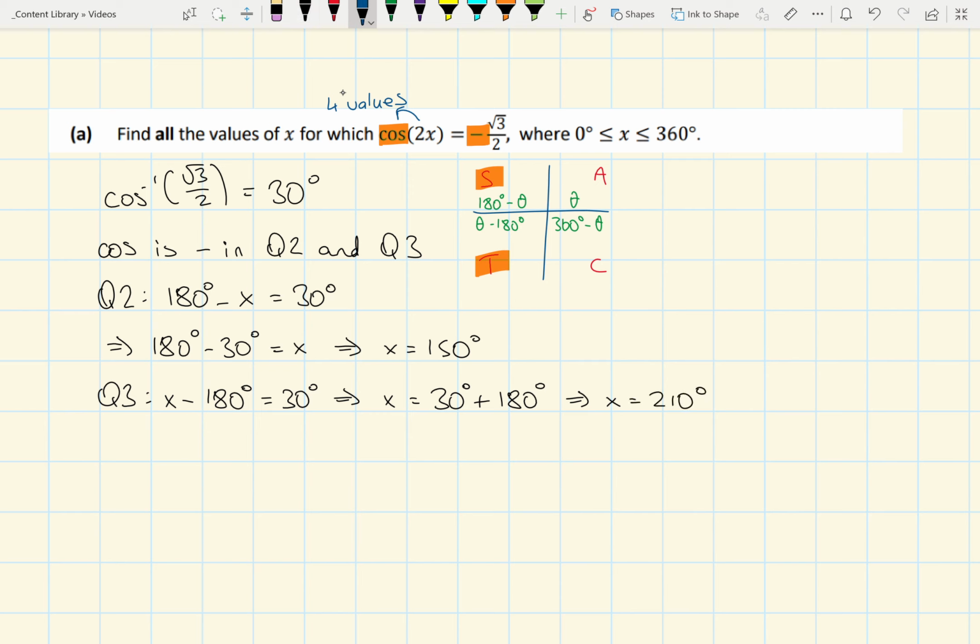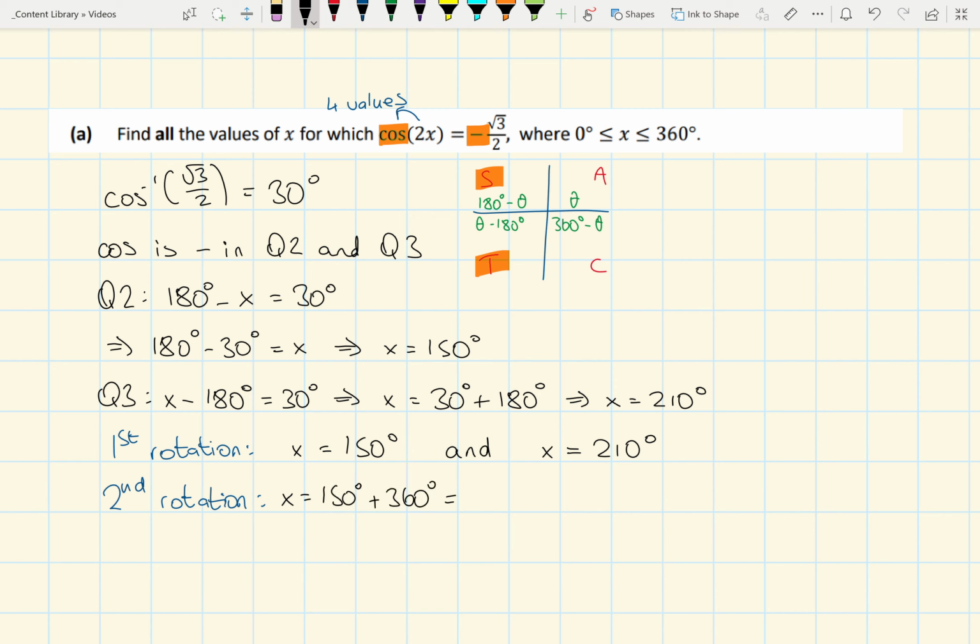So we mentioned earlier there'd be 2 rotations around the unit circle. So we have our first rotation and our second rotation. Our first rotation is the 2 solutions we've just found. So we have x equals 150 and x equals 210. And in our second rotation, one rotation is worth 360 degrees, so we're going to add that onto each angle. So x is equal to 150 plus 360. Into your calculator. You can do it in your head if you want either. So we get 510.